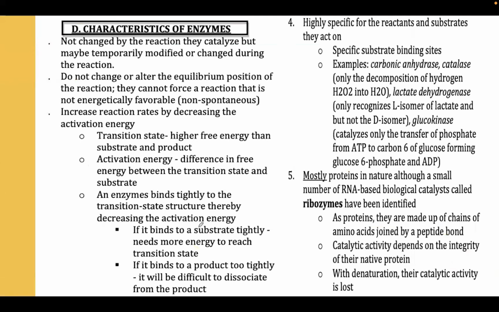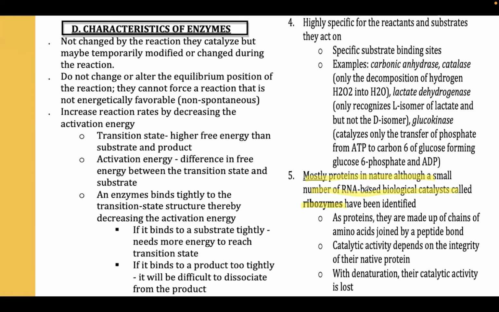So, these are the characteristics of your enzyme. Sobrang haba. Basahin na lang natin sila ng mabilis. Ano bang mahalaga dito? Ito lang, mostly proteins in nature, although a small number of RNA-based biological catalysts are called your ribozymes, okay? And have identified as proteins. They are made up of chains of amino acids joined by your peptide bond. The catalytic activity depends on the integrity of the native protein, and with denaturation, their catalytic activity is lost.